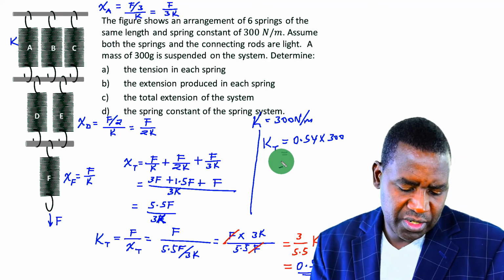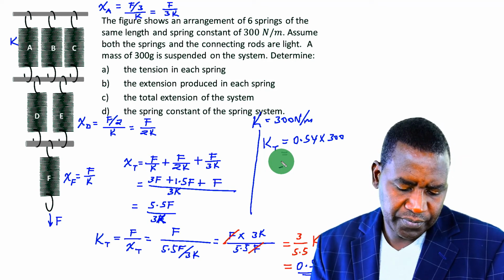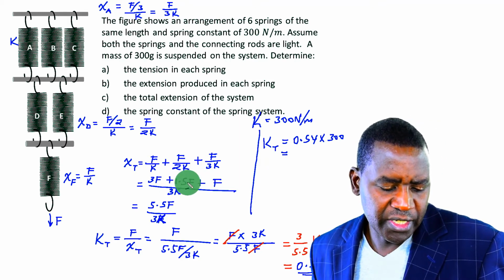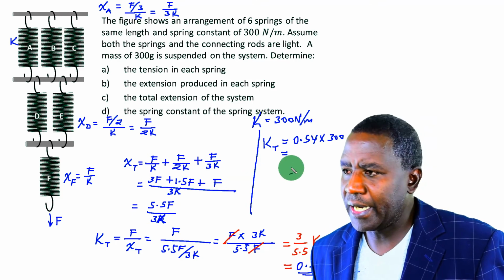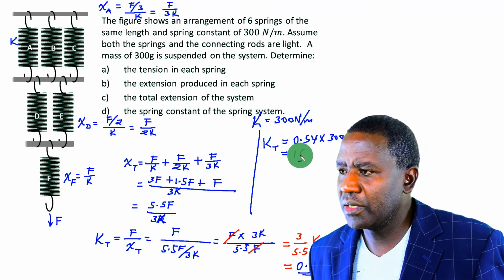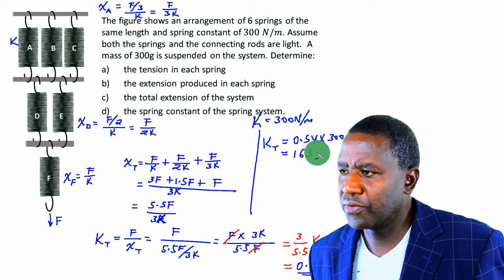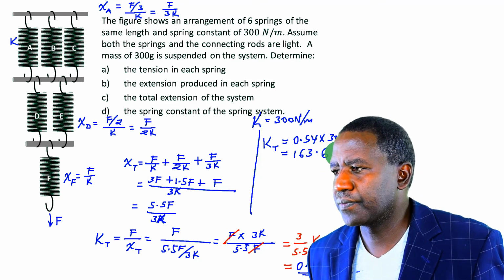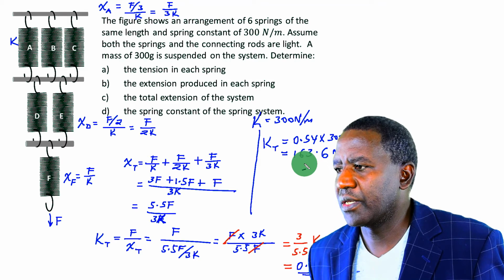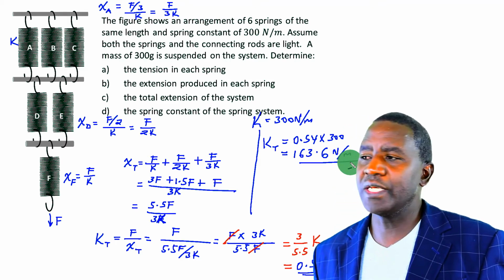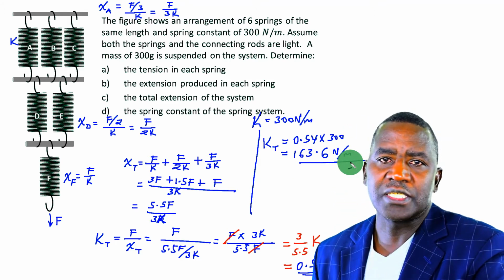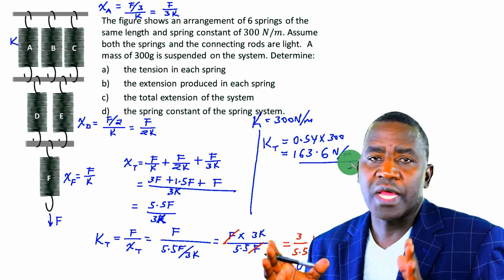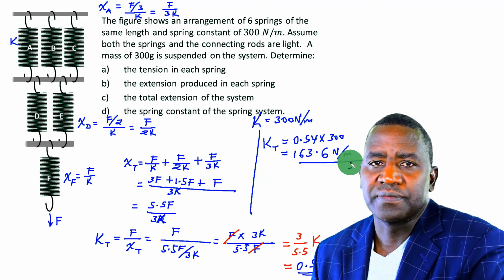So times 300, and I'm going to get 163.63 recurring. 163.6 Newton per meter. And you can see we get the same answer. And this is how we would work out a question like that.